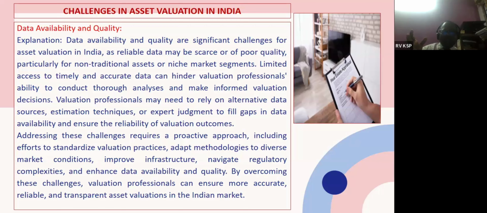Addressing these challenges requires a proactive approach. You should have a proactive approach, including efforts to standardize the valuation practice, adapt methodologies to diverse market conditions, improve infrastructure, navigate regulatory complexities, and enhance data availability and quality. By overcoming these challenges, the valuation professionals can ensure more accurate, reliable, transparent asset valuation in the Indian market.